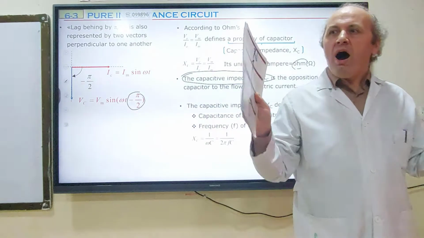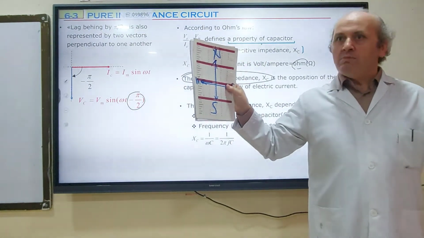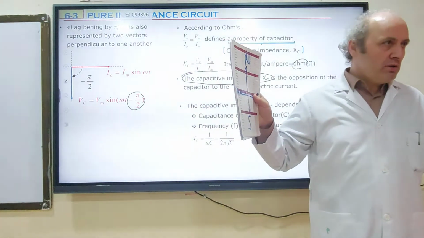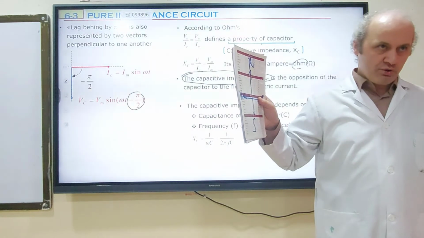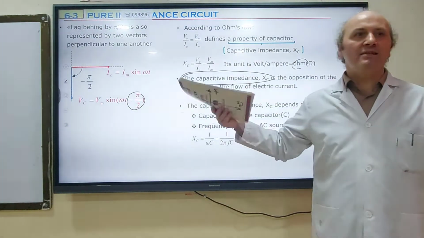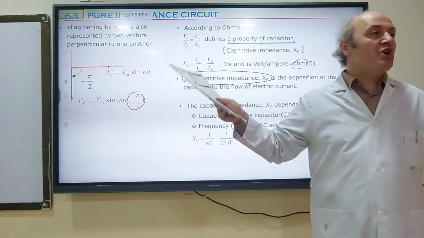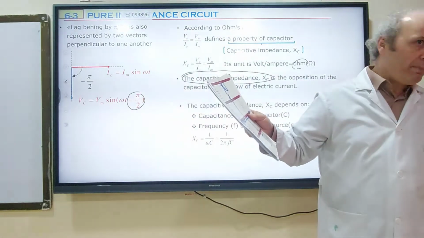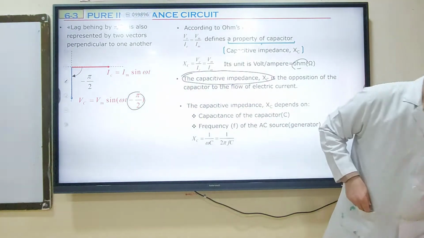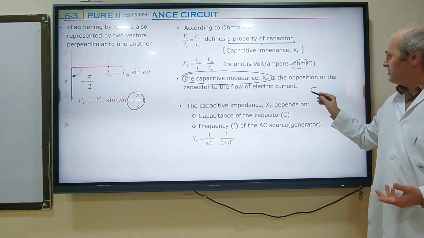Capacitance is how large this plate is. When the plate is larger, more charge can be stored. If the plate is smaller, less charge can be stored. So, capacitance is how big the capacity of a capacitor is, how much charge a capacitor can store. Capacitance means that. And capacitance is represented by capital C, and you write a number.